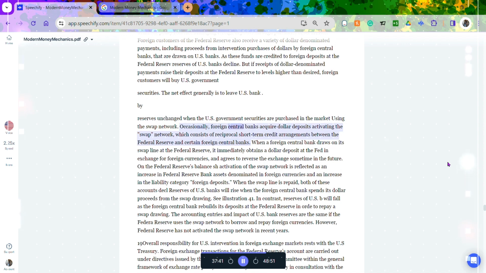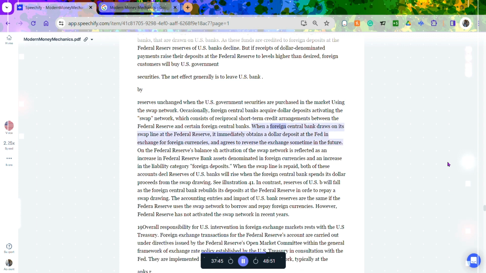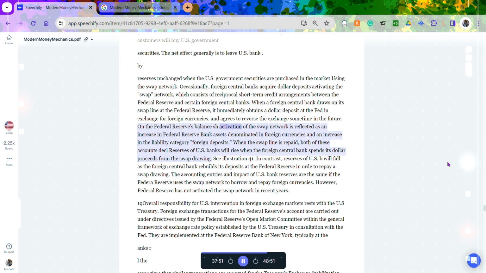Occasionally, foreign central banks acquire dollar deposits by activating the swap network, which consists of reciprocal short-term credit arrangements between the Federal Reserve and certain foreign central banks. When a foreign central bank draws on its swap line at the Federal Reserve, it immediately obtains a dollar deposit at the Fed in exchange for foreign currencies, and agrees to reverse the exchange sometime in the future. On the Federal Reserve's balance sheet, activation of the swap network is reflected as an increase in Federal Reserve Bank assets denominated in foreign currencies and an increase in the liability category foreign deposits.